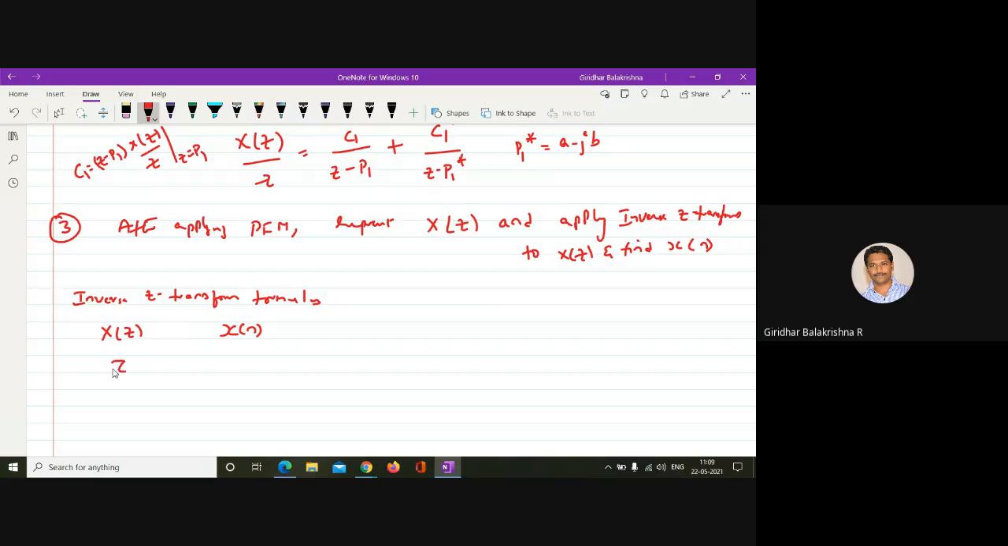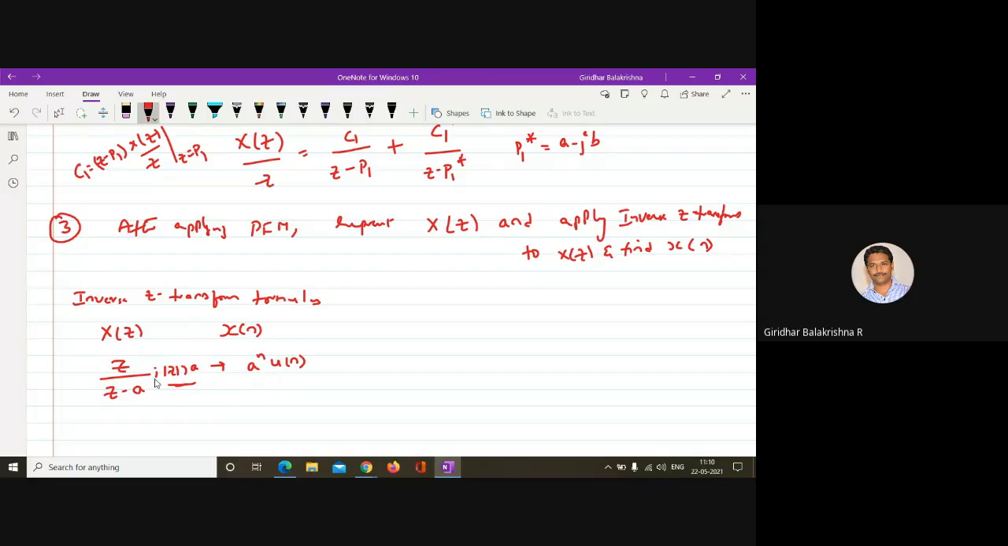For example, finally after solving, if it is in the form of z by z minus a, and mod z is greater than a. Mod z greater than a means which system it is? Causal. So if the expression is in the form of z by z minus a, then its inverse z transform is a power n into u of n.